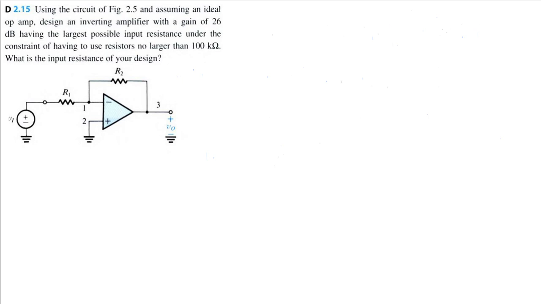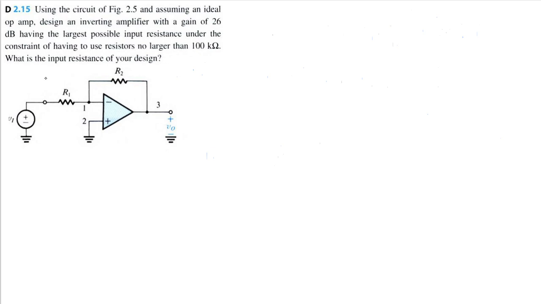Let's solve problem 2.15 for Microelectronic Circuits 8th edition by Sedra and Smith. Using this circuit and assuming an ideal op-amp, design an inverting amplifier with a gain of 20 dB, having the largest possible input resistance under the constraint of having to use resistors no larger than 100 kiloohms.